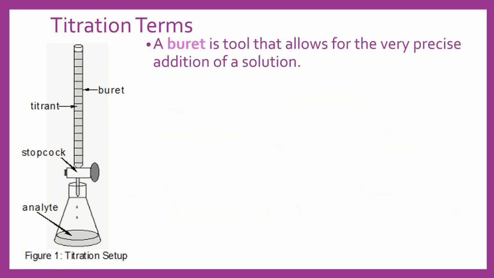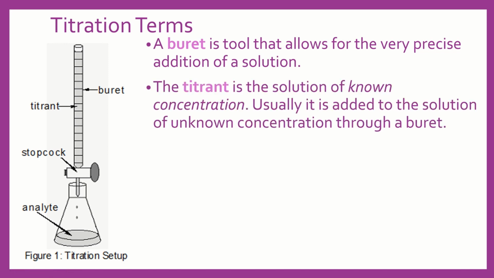So as we get started here, make sure you guys review this slide. We have some very important terms. A burette is a very skinny piece of glassware with a nozzle on the end, and it allows for very precise addition of solution. You're generally going to fill the burette with what's called the titrant. The titrant is your solution of known concentration. So again, whatever you put into the burette is your titrant, and that's usually what you know the concentration of. You know the concentration is 1 molar HCl, or you know the concentration is 0.5 molar NaOH.